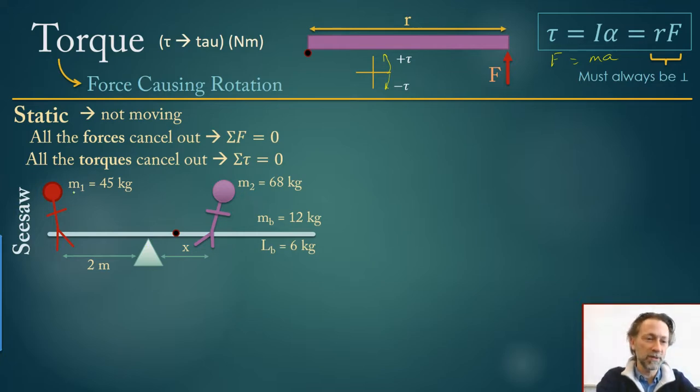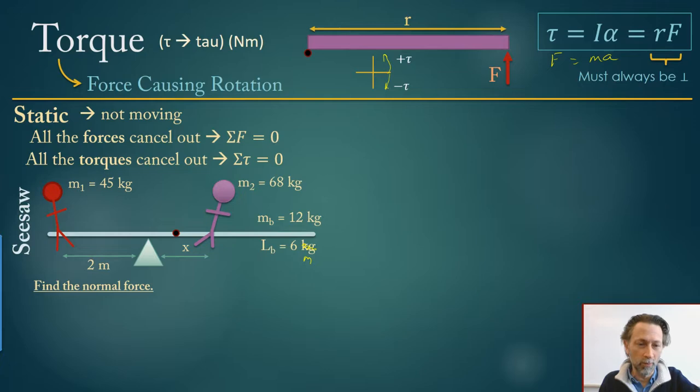You have one person sitting on one side of the seesaw with a mass of 45 kilograms. They are 2 meters away from the pivot point. Then you have another person who is 68 kilograms, some X distance away from the pivot point. I put a dot here at the center of mass of the seesaw itself. The mass of that pivot board is 12 kilograms, and the length of the whole board from end to end is 6 meters.